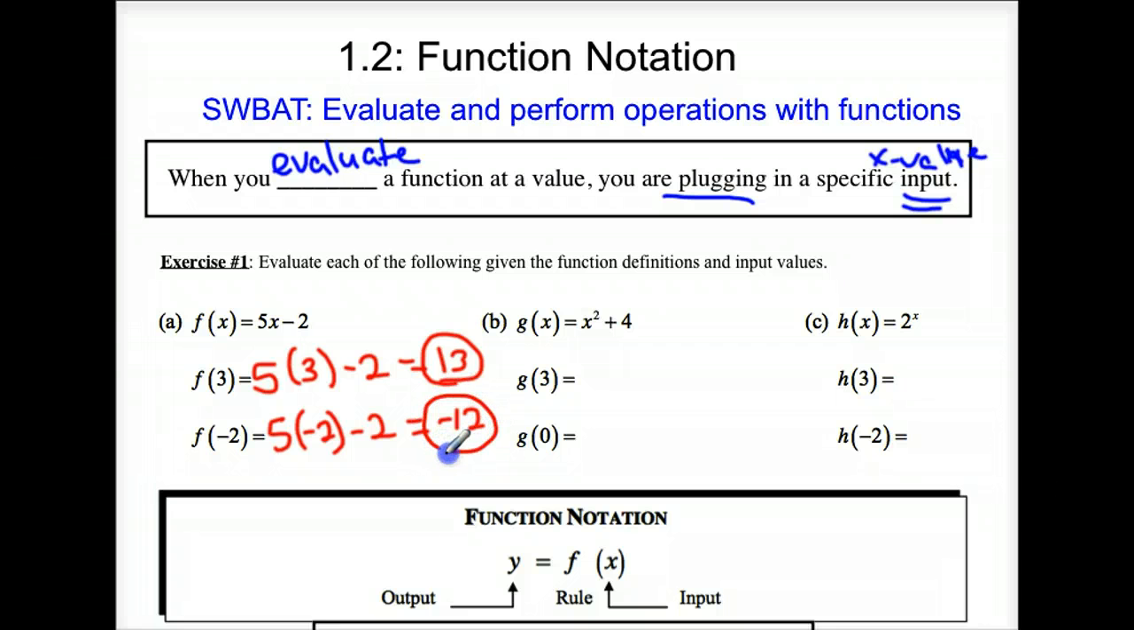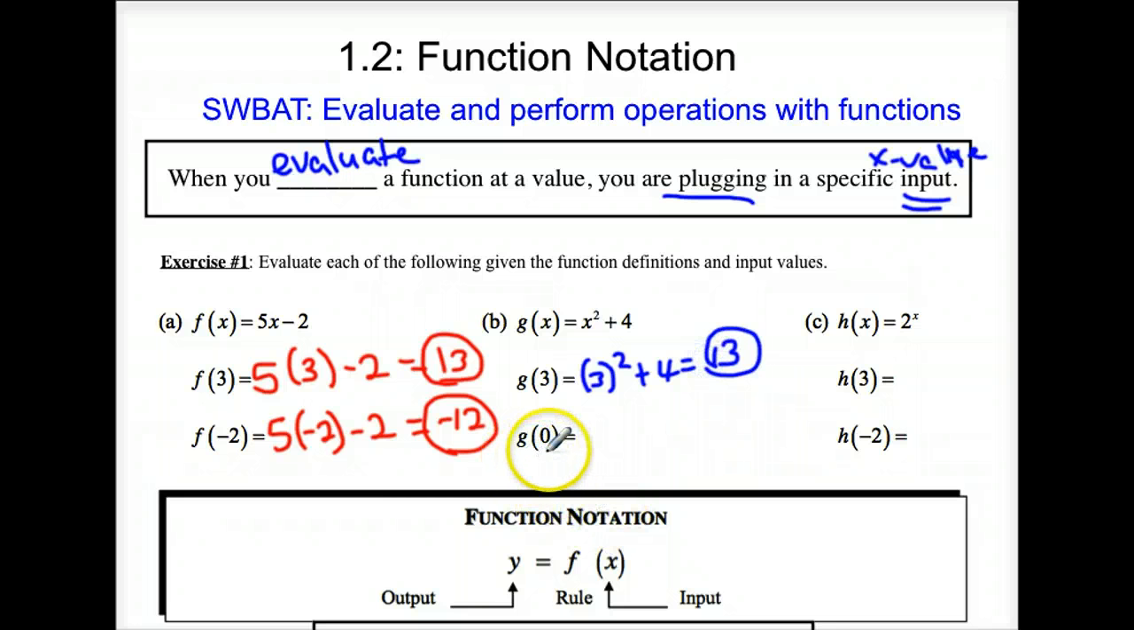Remember, if you're not sure, check it in the calculator. The negatives are what you guys get caught up with. So, g of x is equal to x squared plus 4. I want to find g of 3. I see x, I'm going to replace it with 3. 3 squared is 9 plus 4 is 13.